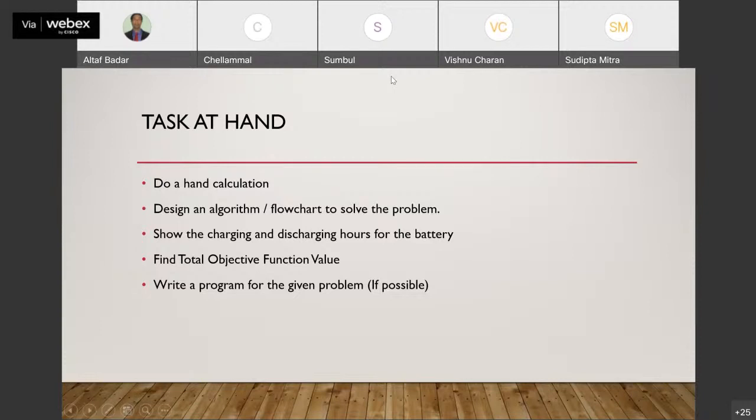So now these are the things that you can do to show that you have understood. Either you can do a hand calculation, design an algorithm or flowchart to solve this problem. You can show the charging and discharging arcs for the battery going to charge and discharge. You can find the objective function.